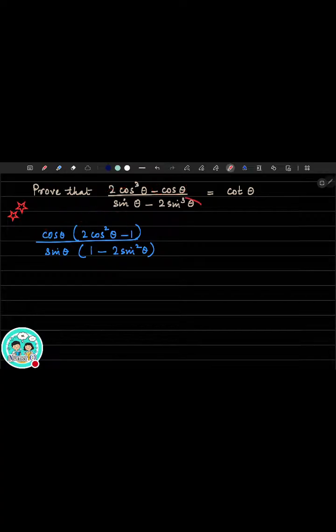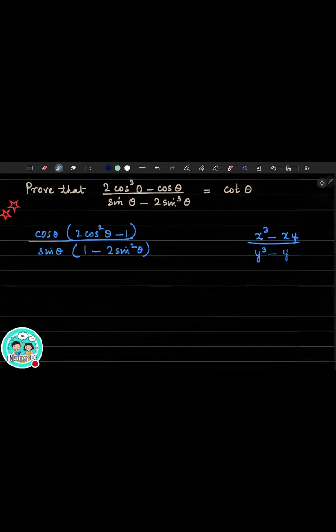Similarly in the denominator you can take 1 sin theta common out. So what remains inside is 1 minus 2 sin square. Okay, so this is something like, suppose you have x cube minus xy divided by y cube minus y, for example. Okay, so suppose this is the way to go.